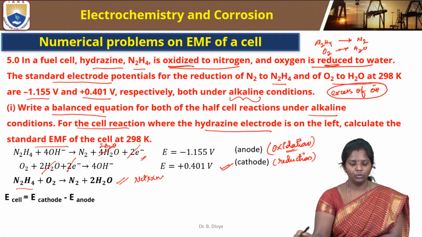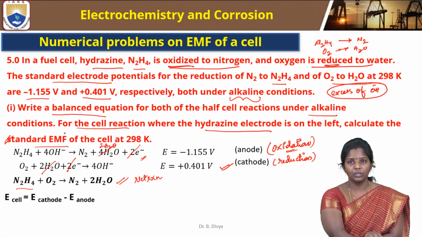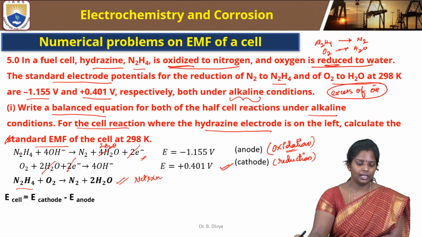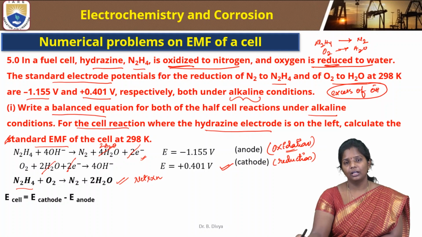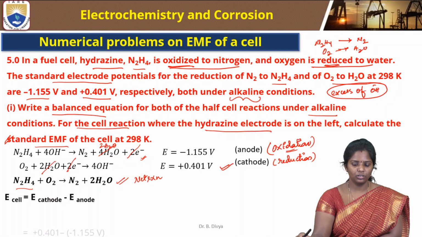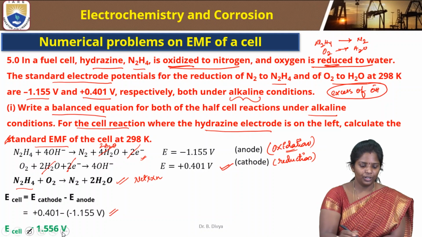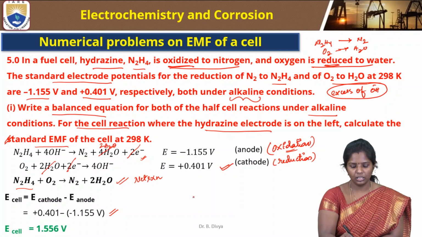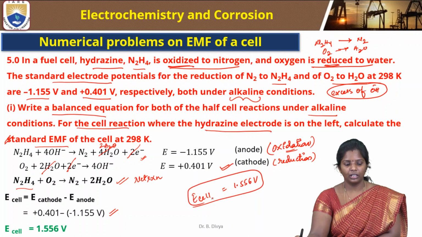Now we have to find out the EMF. We have completed the first part of the question, where we have written the balanced equation and the net cell reaction, and now we find the standard EMF of the cell. E cathode minus E anode will give the cell potential, so we substitute the cathode plus 0.401 minus of minus 1.155 volt. We get a potential of 1.556 volts. This is the E cell, the standard EMF for that particular fuel cell.